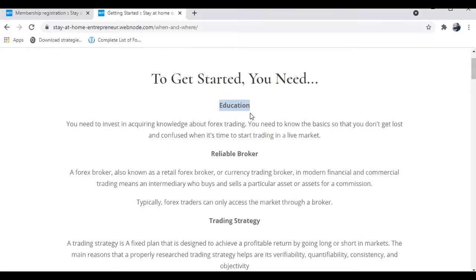And then after you know what this whole trading thing is, the next step for you is you need to get a broker.